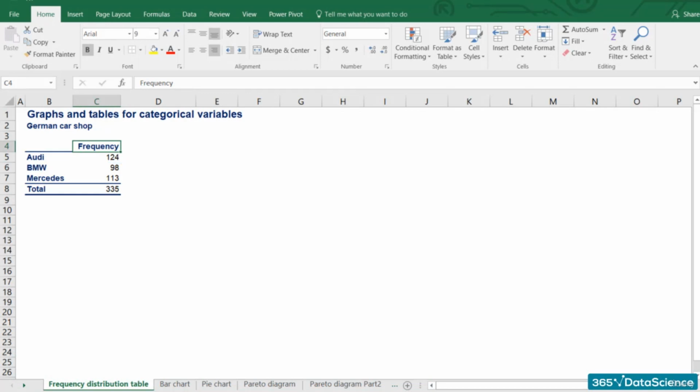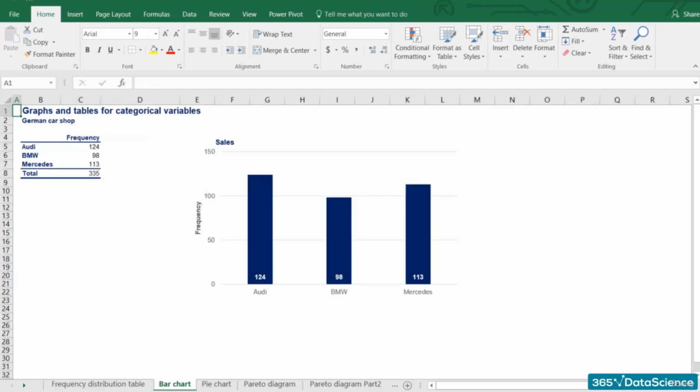However, tables aren't much fun, are they? Using the same table, we can construct a bar chart, also known as a column chart. The vertical axis shows the number of units sold, while each bar represents a different category indicated on the horizontal axis. In this way, it's much clearer that Audi is the best-selling brand.